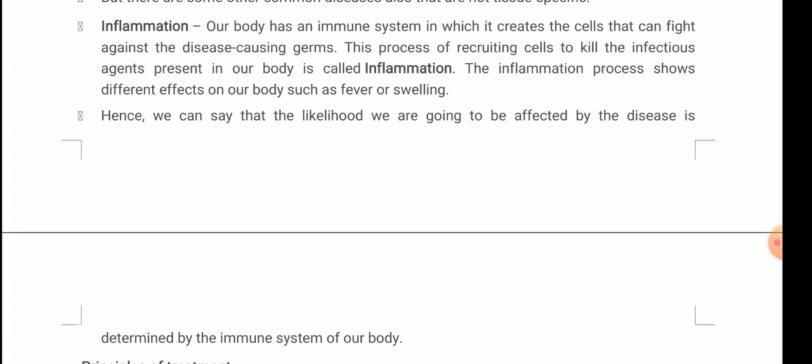In this video we talked about different types of infectious agents, then different types of diseases like airborne, foodborne, etc., and then where these germs live inside the body. In the next video, students, we will be studying the treatment of diseases and how we can treat them properly.